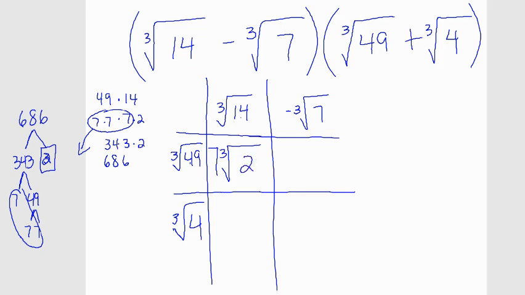Okay. Now we've got 49 times 7. Well, we've already established that's 343. So cube root of 343, and it's going to be a negative, is just negative 7. So that's beautiful.